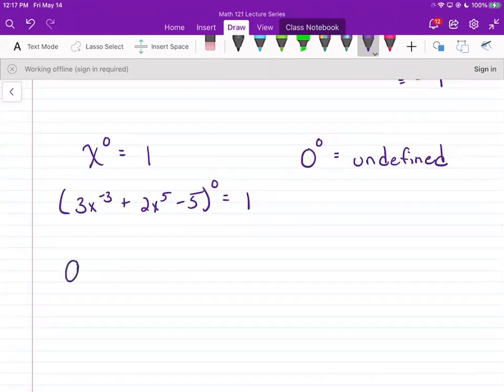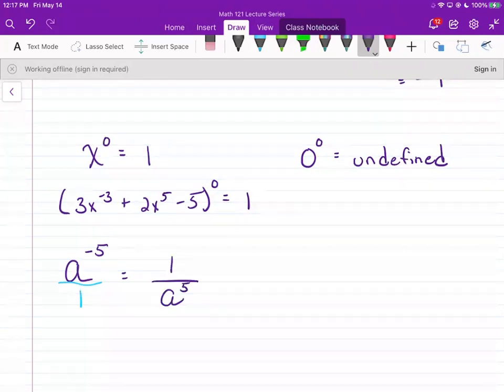Another special circumstance arises when the exponent itself is negative. So for example, if we have a to the -5th, we view this as a over 1. And when we simplify that, if the negative exponent is on top, we move it to the bottom and the exponent becomes positive. Likewise, if you had something like 1 over a to the -3, that exponent is on the bottom, so we would move it to the top and it would become positive.